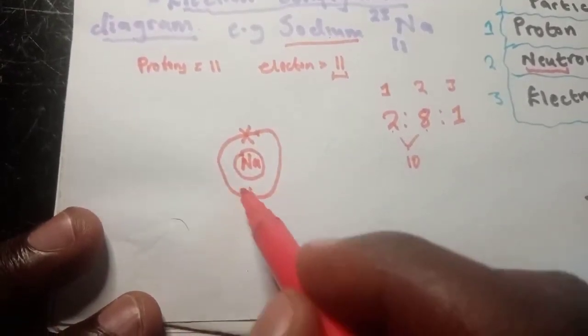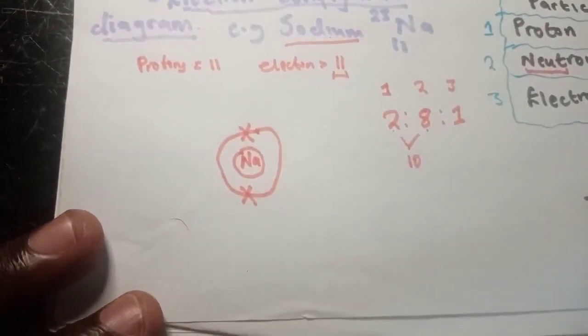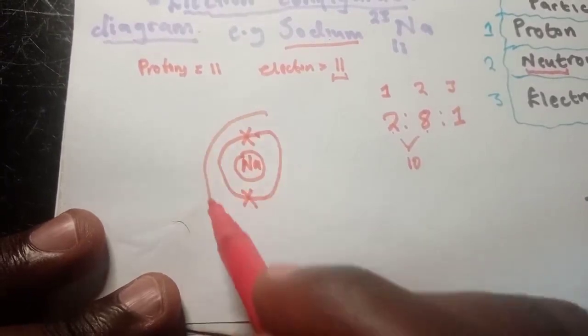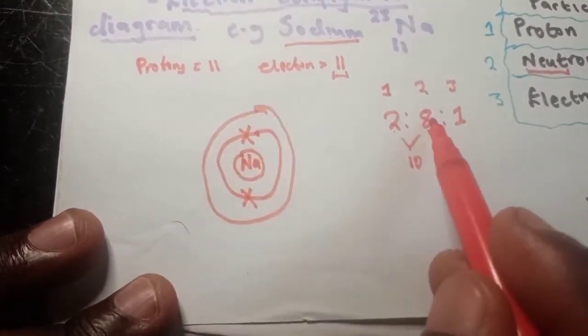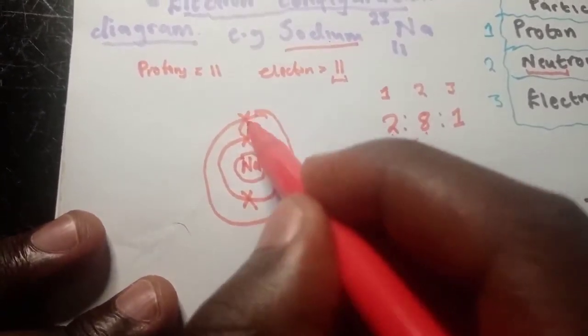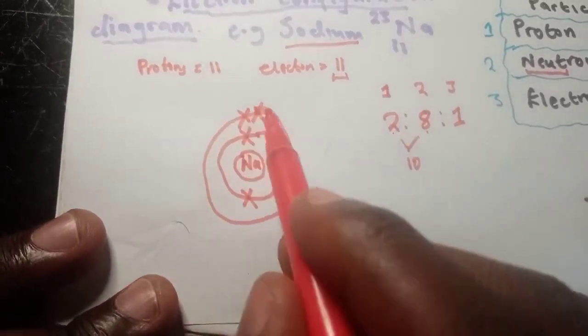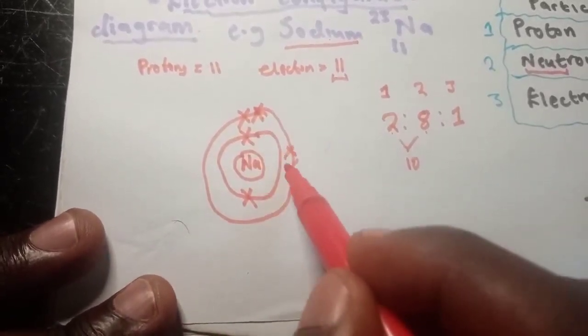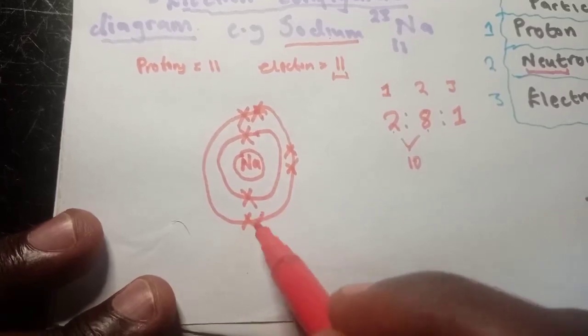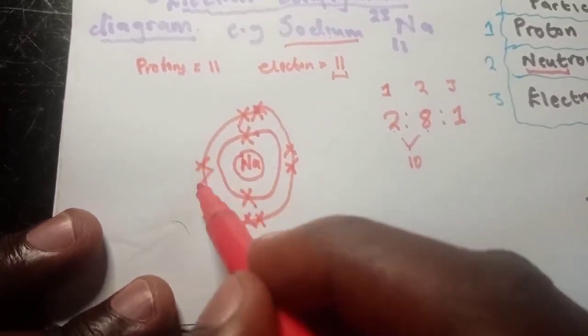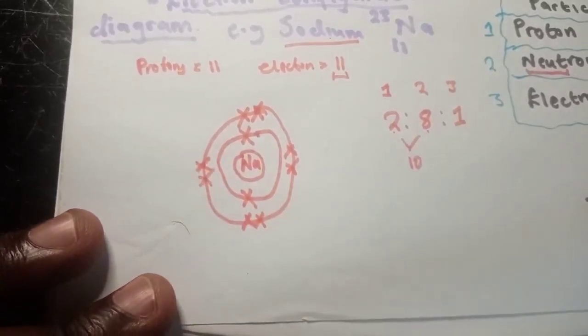You write the electrons. Okay, 2 electrons. Then the next shell is simply going to have 8. So you pair them. Electrons can be paired. 2, 4, 6, 8. So there are 8 electrons in this shell.